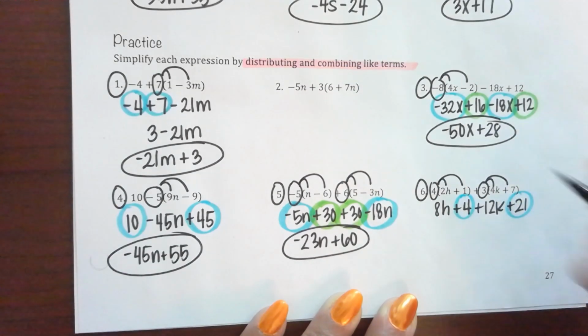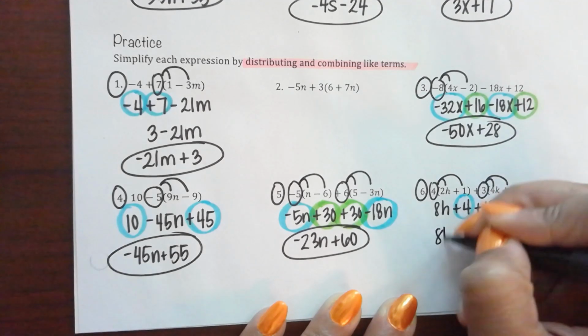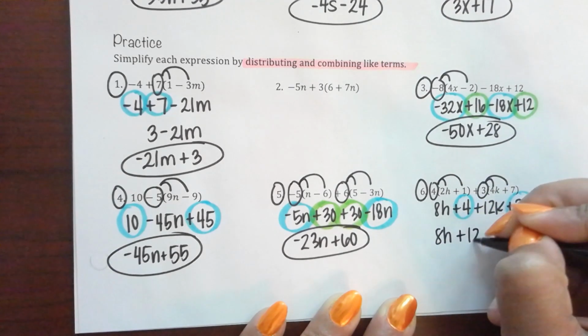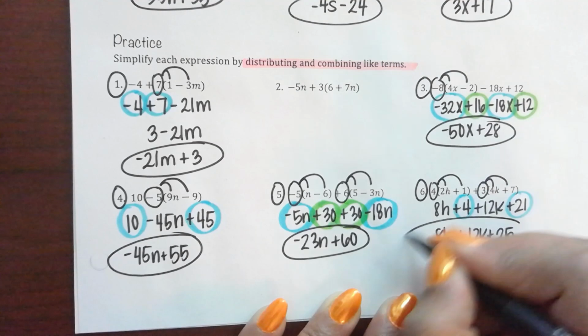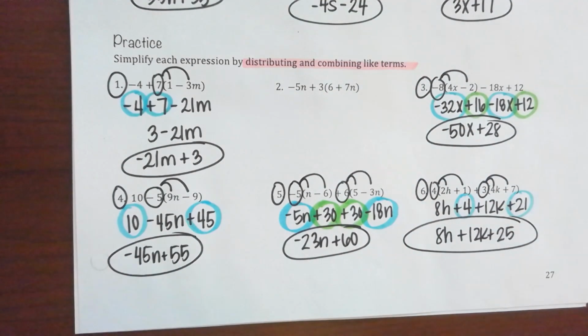One of your keys to doors. What needs to come down? Rise for the pledge. 8h. Salute. 12k. Pledge. And 25. I pledge allegiance to the flag of the United States of America and to the republic.